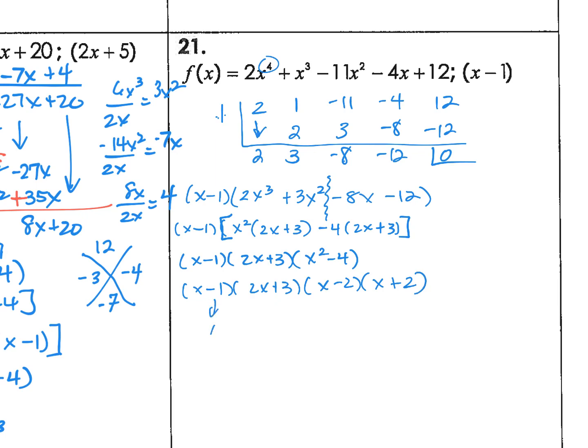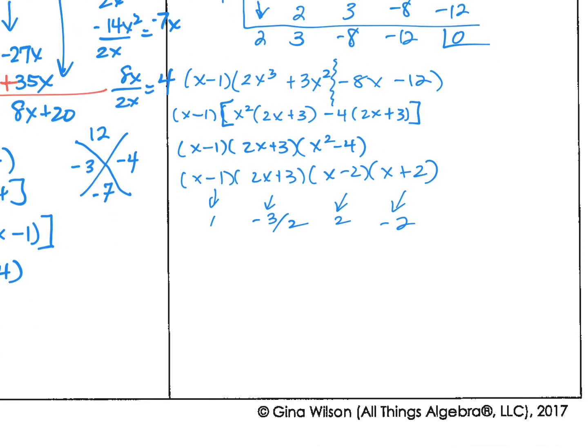This gives us 1. This gives us negative 3 halves. This gives us 2, and this gives me negative 2, doesn't it? So all of my roots from lowest to highest: negative 2, negative 3 halves, 1, and then 2.